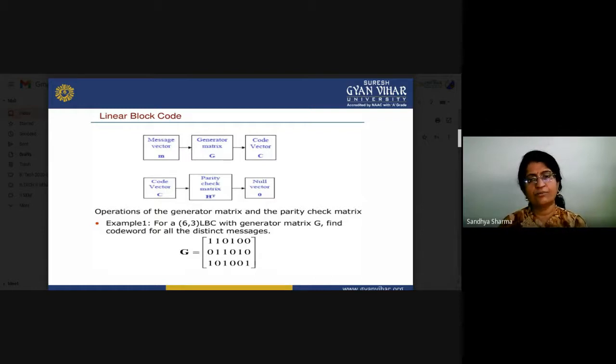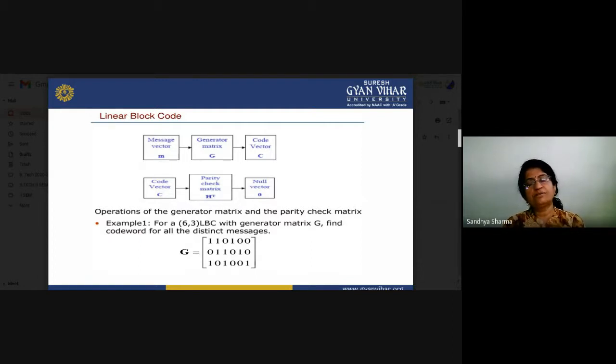So if we are talking about the parity check matrix H transpose, that is responsible for removing the error from the code word. If we multiply the code word C with the parity check matrix H transpose, we will get the null vector 0. So these are the operations of the generator matrix and the parity check matrix.